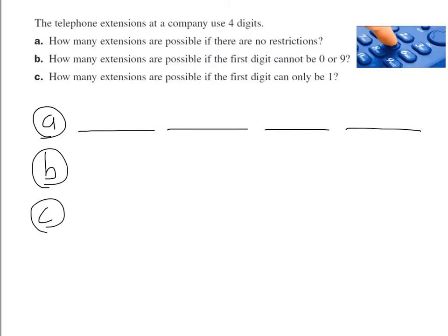In other words, a press of the keypad. This line represents a press of the keypad. This line represents a press. This line represents a pressing of one key on the pad. So how many extensions are possible if there are no restrictions?